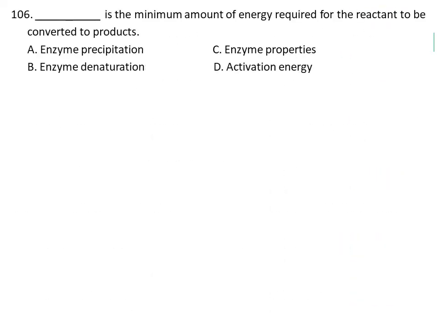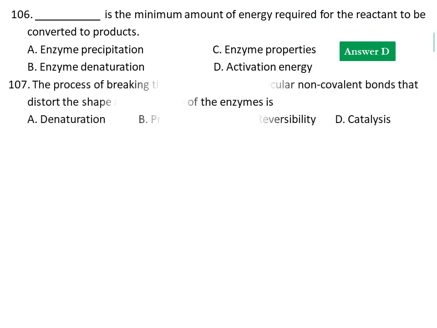Question number 106. Blank is the minimum amount of energy required for a reactant to be converted to product. A. Enzyme precipitation. B. Enzyme denaturation. C. Enzyme properties. D. Activation energy. So the answer should be D, activation energy.